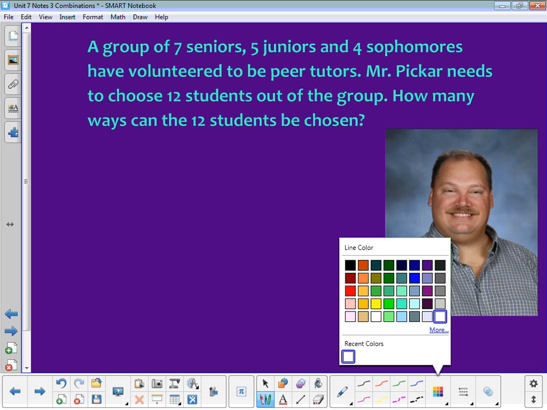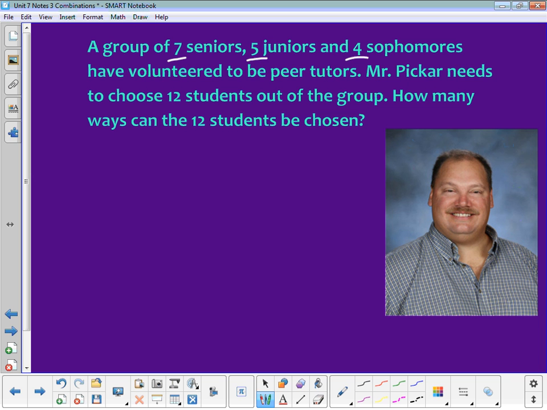Now, the order doesn't matter here because they're all just going to go into the same room and be peer tutors together. It doesn't matter what order they go into that room in. So I need to look at how many kids I have. I have 7 plus 5 plus 4 students. That means I have 16 total. And I'm choosing 12 of them.